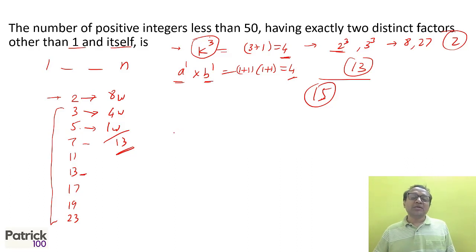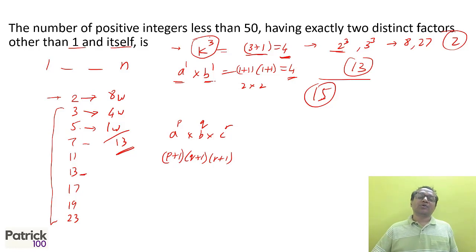The property is, suppose A, B, C are prime numbers, and P, Q, R are their powers. So the number of factors is (P plus 1)(Q plus 1)(R plus 1) and so on. To get 4, it can be 3 plus 1, which is 4, or 2 into 2, which is 4, where 2 is 1 plus 1 and 1 plus 1. So then you work backwards and get the answer.